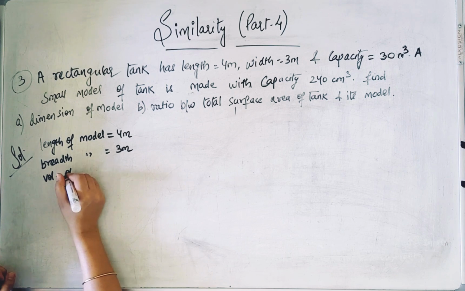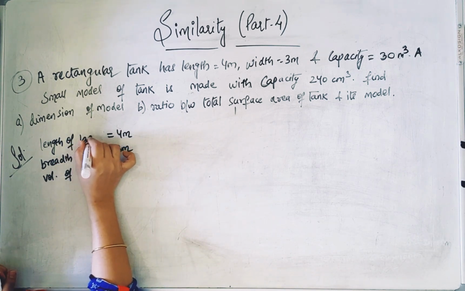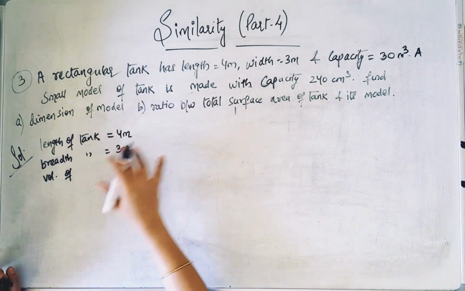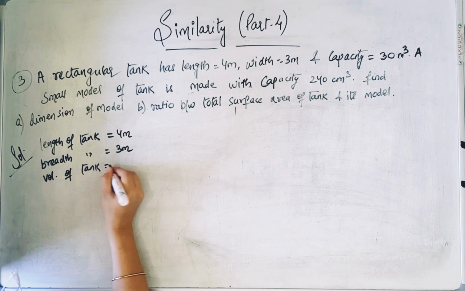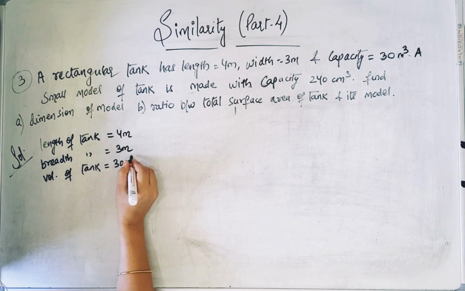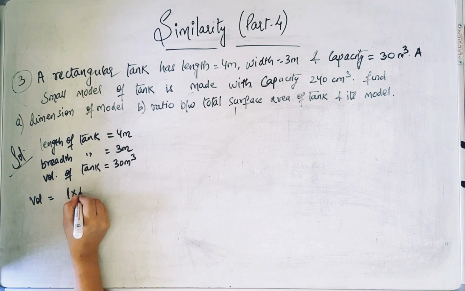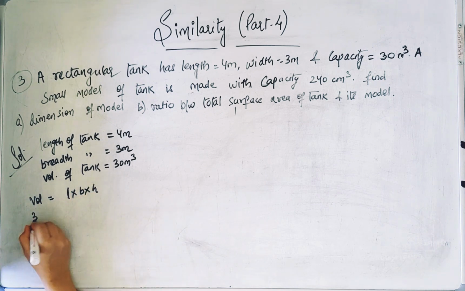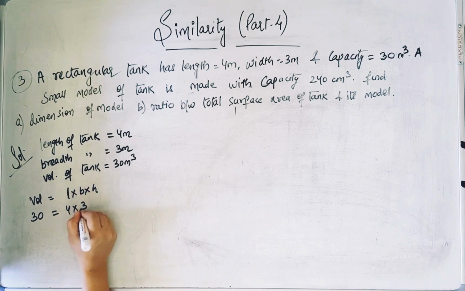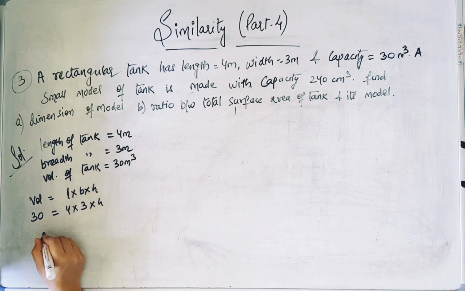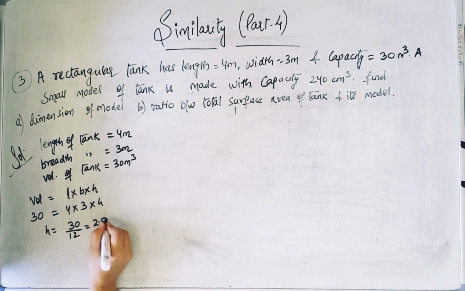Volume of, it is tank. It's not a model. Model का हमको calculate करना है. Length of tank, breadth of tank and volume of tank is given. Volume of tank is what? 30 meter cube. So first we know volume is what? Length into breadth into height. So here we'll write 30. Length is 4 and breadth is 3. So height will be what? H will be 30 by 12, that is 2.5 meter.